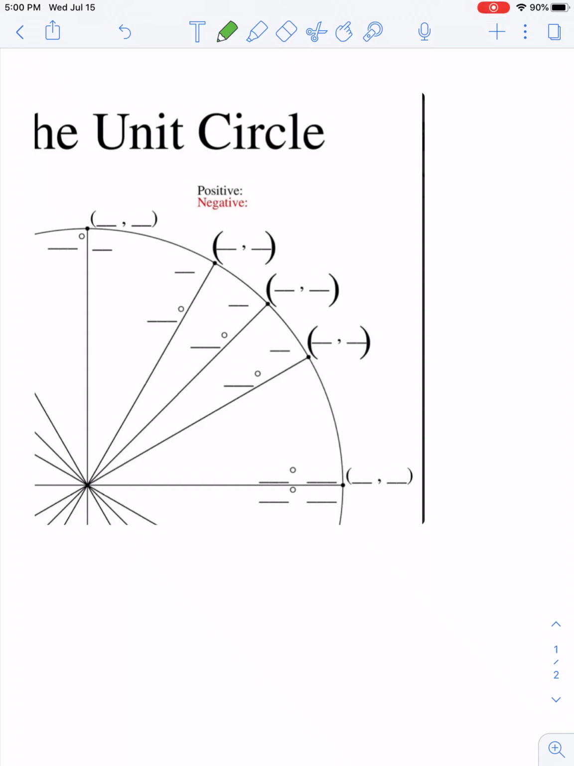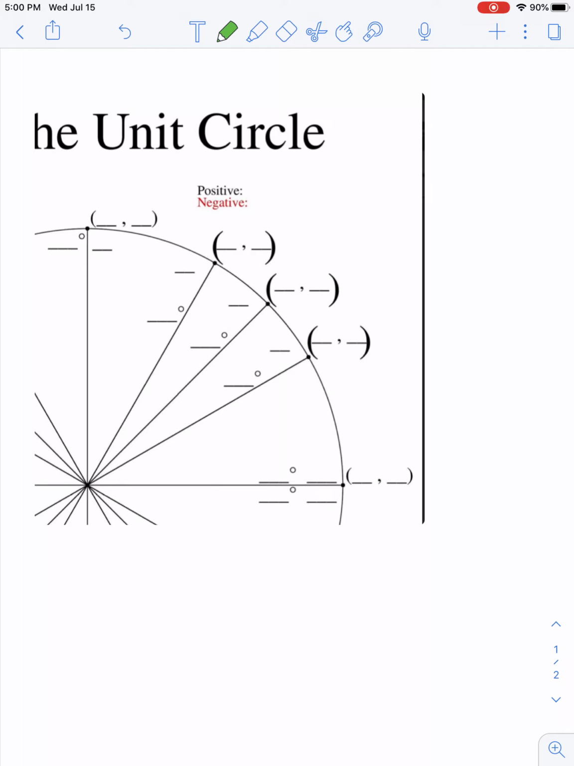Okay, so now we're going to go ahead and look at how we can fill out some of the coordinate points on our unit circle. What I did is I zoomed in on the first quadrant, quadrant 1, of our unit circle, and we're going to focus on those points for now. Some of the points we can fill out already.